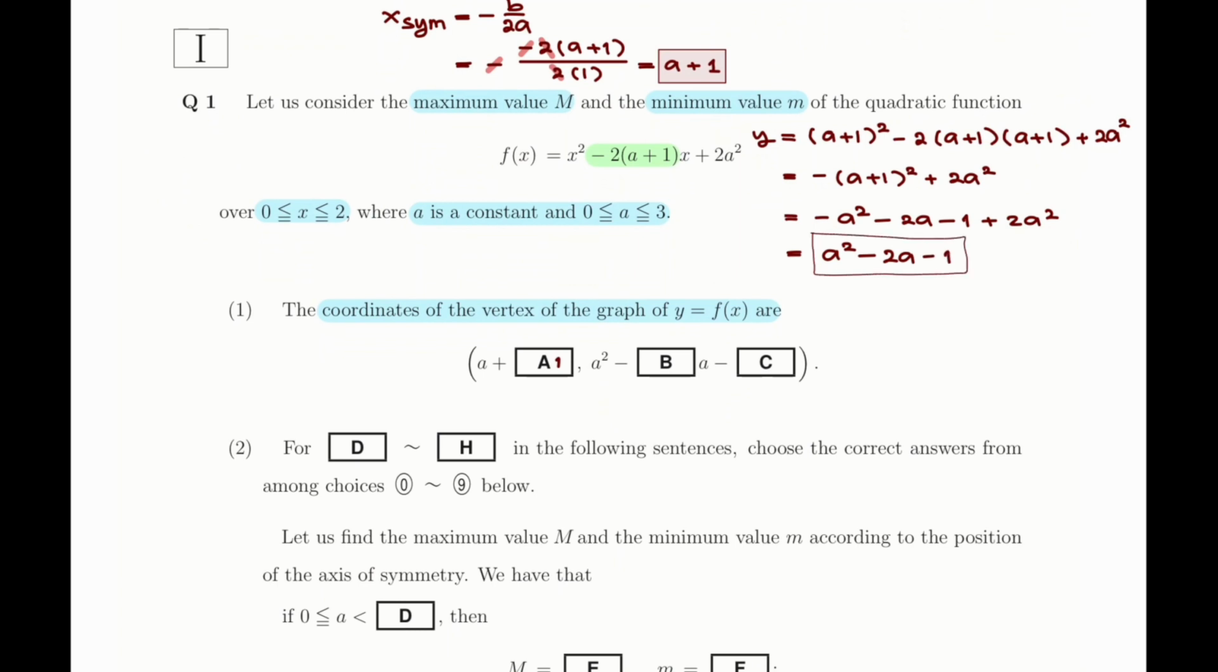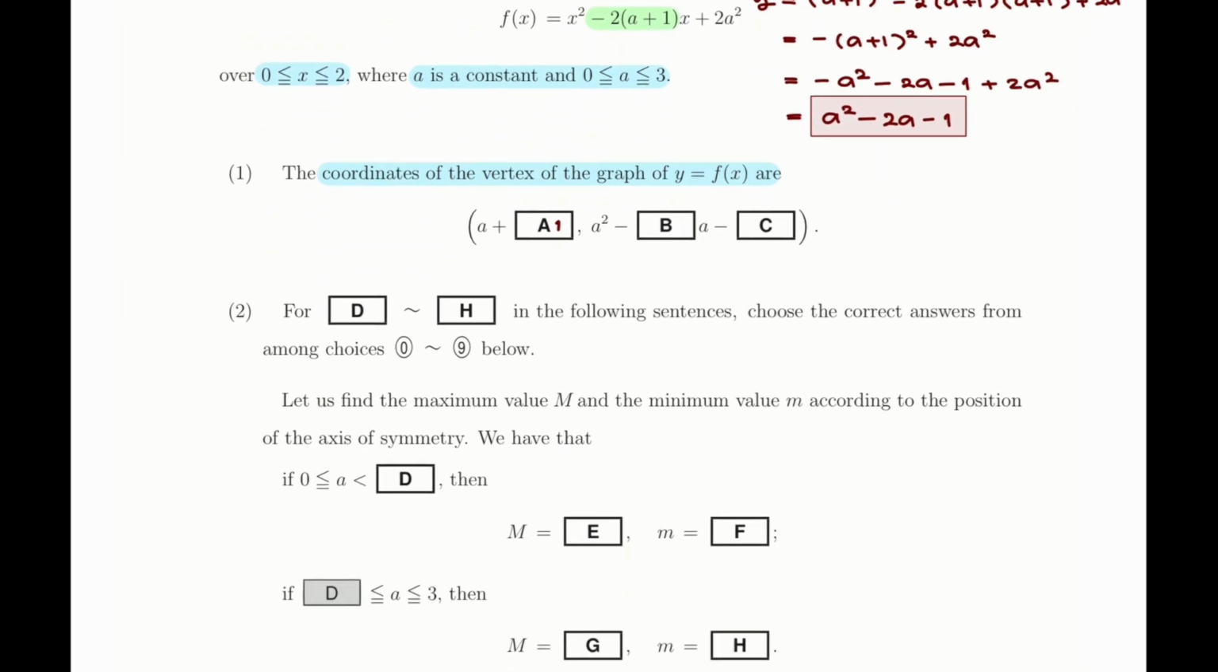So from this answer, you can know the values of B and C here. So B is equal to 2 and C is equal to 1. This is the first answer for the first question.